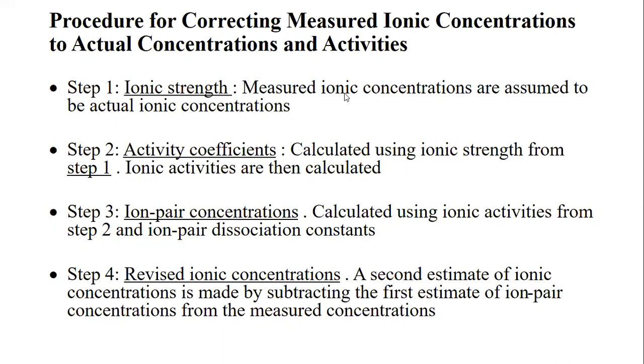Remember the first time, we assumed the ionic concentration was the total we obtained, but now we have the ion pair concentration. So we subtract those from the concentration we obtained in the laboratory to correct it. We have a newer value. A second estimate of ionic concentration is made by subtracting the first estimate of ion pair concentration from the measured concentration which we obtained from the laboratory.